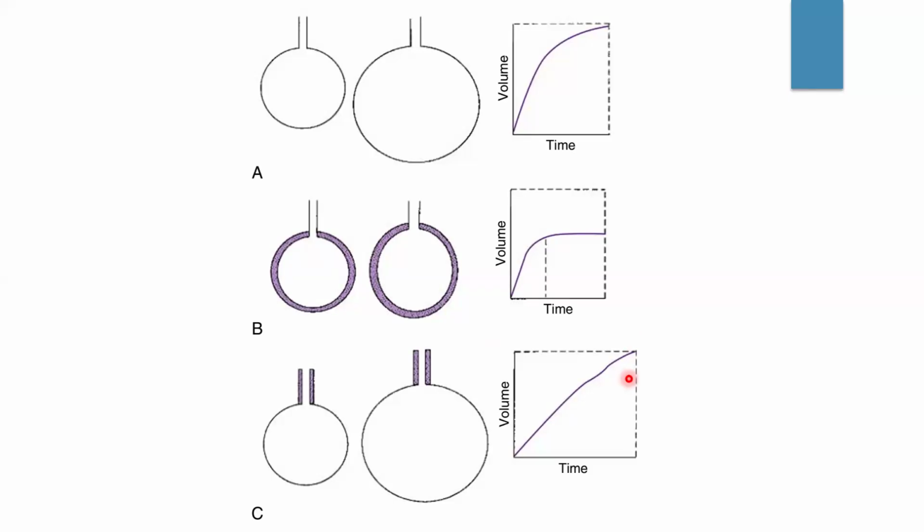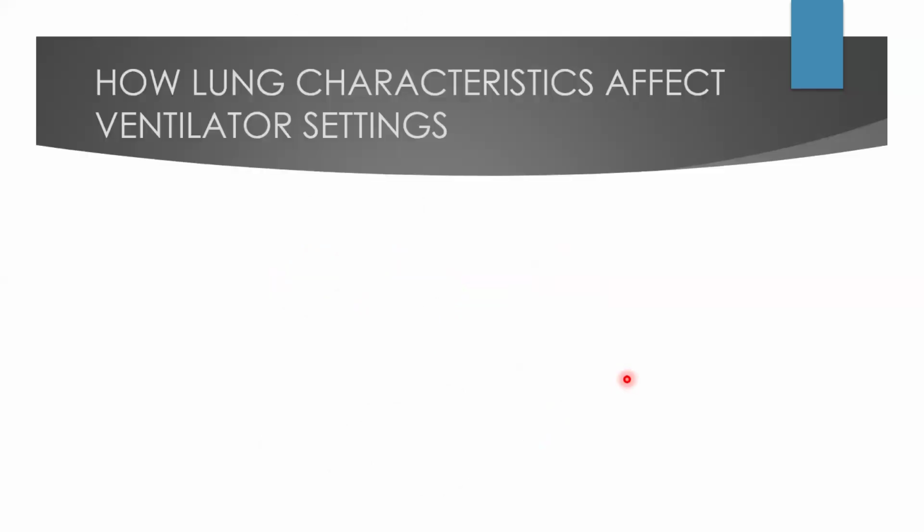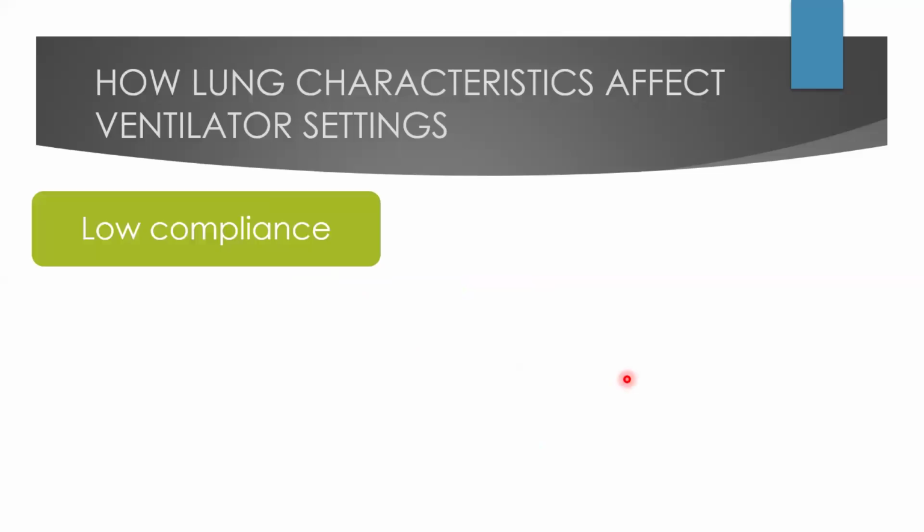This one has a smaller time constant and this one has a higher time constant, and we need to set the I time and E time according to the time constant of that particular lung. So just to summarize, how lung characteristics affect ventilator settings.